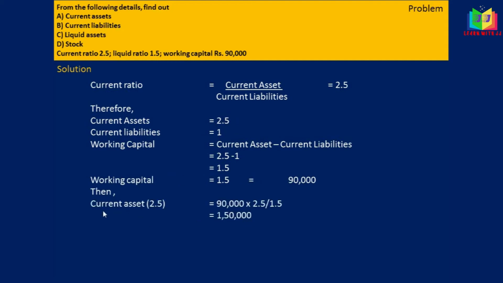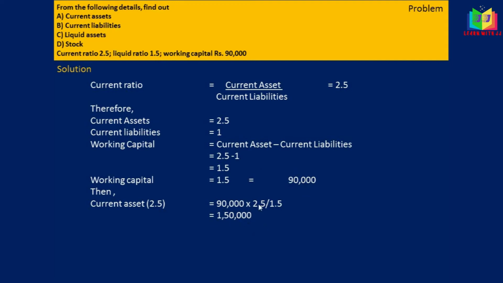First, current assets equal 2.5, we know. That is equal to 90,000 into 2.5 divided by 1.5. The proportion of current assets is 2.5, and that should be divided by the working capital, that is 1.5, because we find current assets using the working capital only. The value of 1.5 is 90,000, so now we are finding the value of 2.5. Just a cross multiplication will give 1,50,000 as the value of current assets.